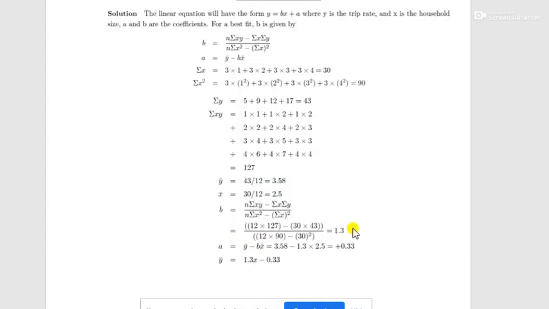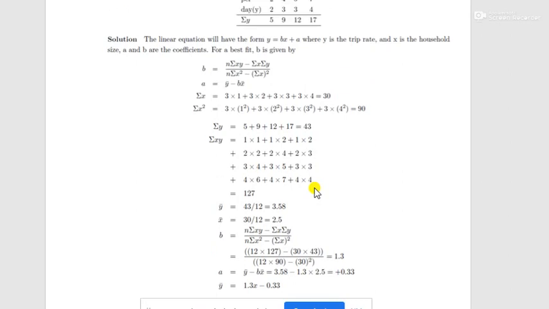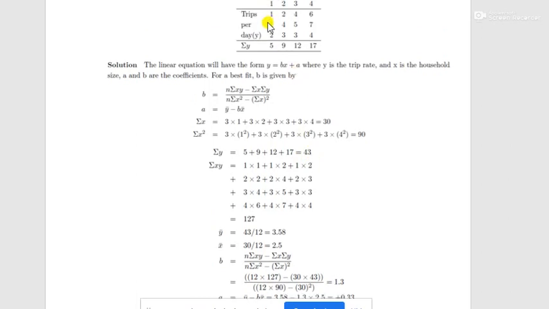Y bar means the mean or average of y. Summation of y is 43, and the total number is 12. There are 3 rows and 4 columns, so the total number is 12. So y bar, the average of y, is 43 by 12. And x bar, the average of x, with summation of x coming as 30, is 30 divided by 12, that is 2.5.